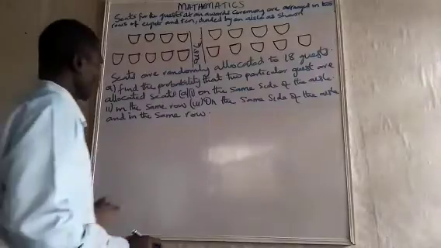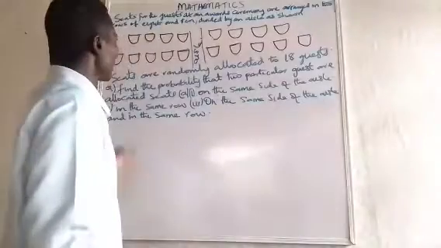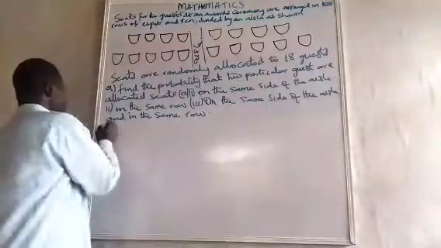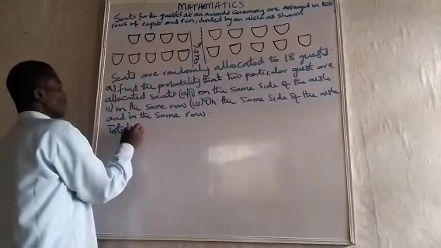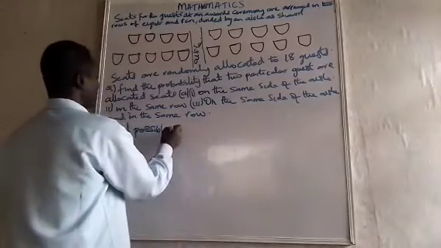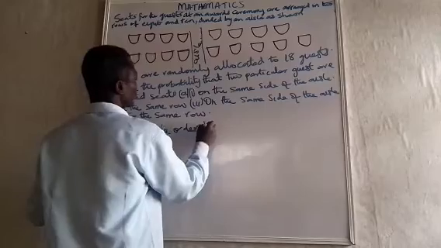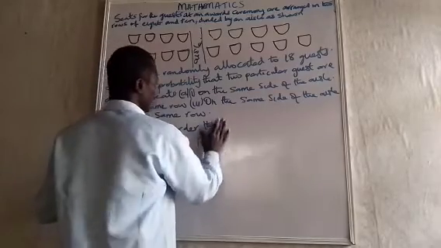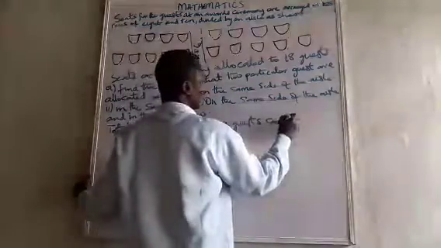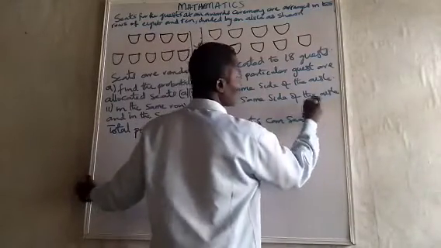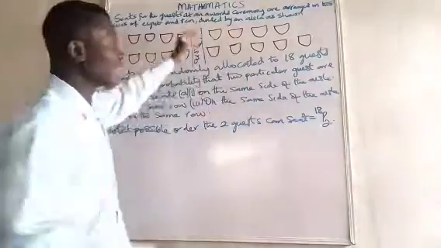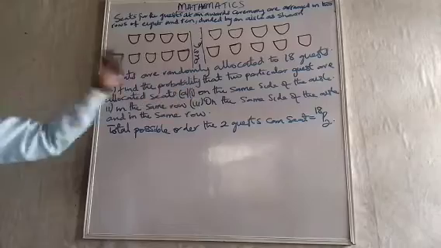Now let's look at it. For these 2 guests, they can be given seats and they can sit in any order. So the total possible order the 2 guests can sit is equal to 18 P2. That is, the 2 of them can sit in any arrangement. The total will be 18 P2.